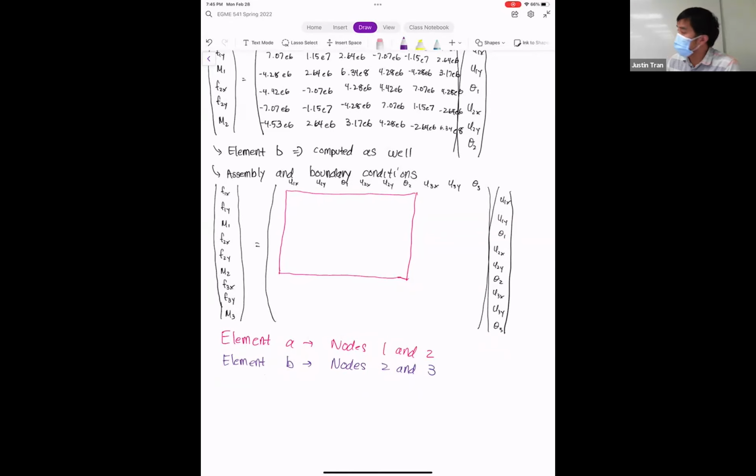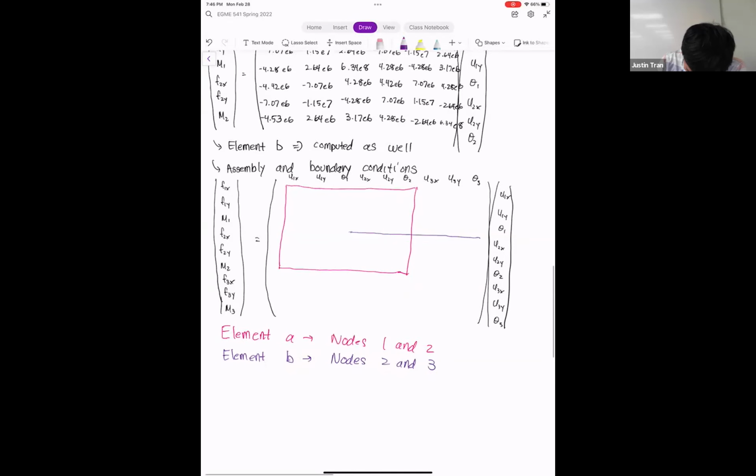Then we have element B. Element B is nodes 2 and 3, and that's going to be all of these entries. Just like that. Of course, with the assembly, you would fill in those boxes with the appropriate entries from the element stiffness matrix. For anything that's overlapping, you would just add the entries just like we've done before.